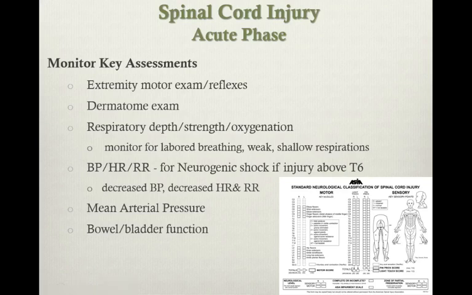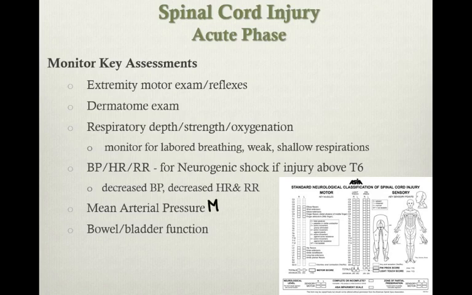Watch for labored breathing, weak, shallow respirations, difficulty with shortness of breath, and accessory muscle use. Again, those muscles are going to be weaker depending on the amount of innervation they have. Watch blood pressure, heart rate, and respiratory rate for neurogenic shock. And we're going to keep an eye on our mean arterial pressure because we want to maintain perfusion.